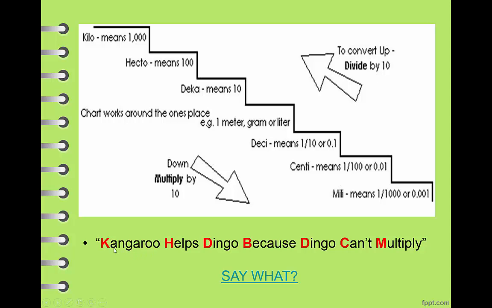There's a mnemonic that you can use to help you remember what goes on each step of the stairs and how to use it. There are several of these out there, but the one that I like is kangaroo helps dingo because dingo can't multiply. So kilo, hecto, deca, base unit, deci, centi, and milli. Okay, so what is this about kangaroos and dingoes?